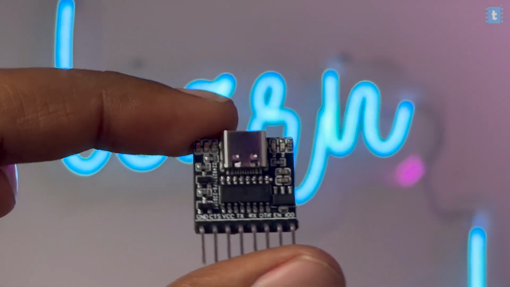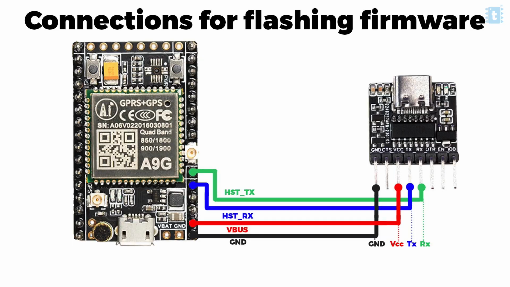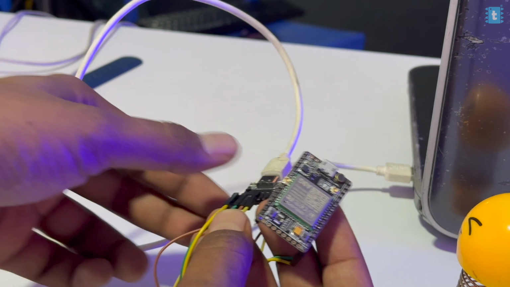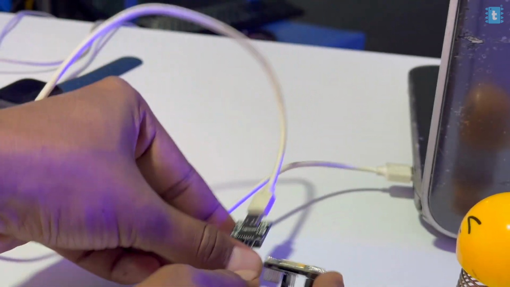And now we need to connect our programmer and the A9G board according to this connection diagram. After that, I'll connect the programmer with the computer, and after connecting, just press the power button on the A9G board to power it up.